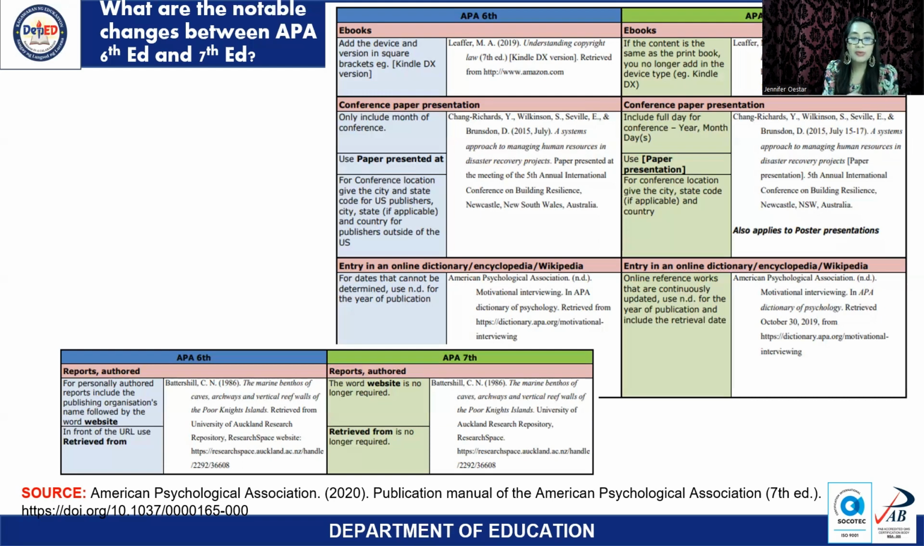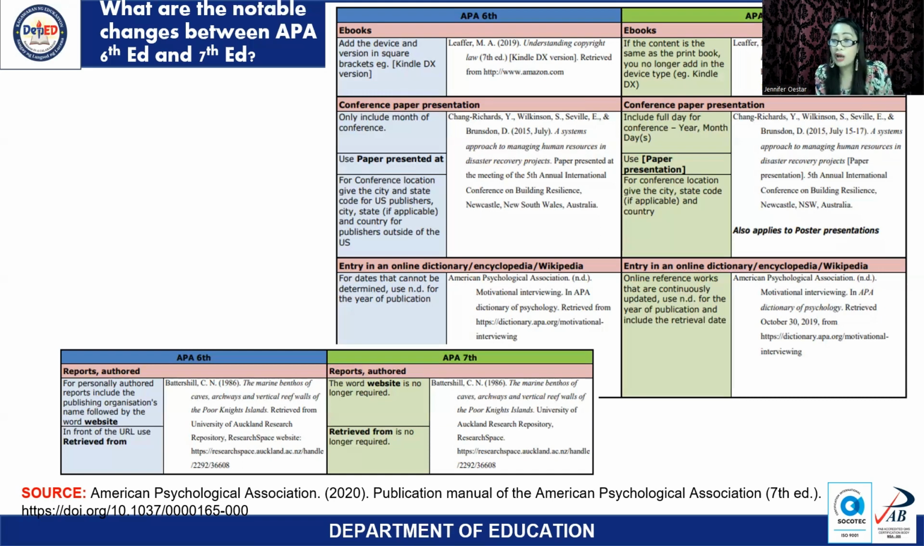How about conference paper presentation? In the 6th edition, we only include the month of the conference. As you can see in the example, then we use paper presented at. And for conference location, give the city and state code for US publishers, city, state if applicable, and country for publishers outside of the United States. But in the 7th edition, include the full date for the conference: the year, the month, and the days. Use the paper presentation format enclosed in brackets. And for conference location, give the city, state code if applicable, and the country. The example is already given.